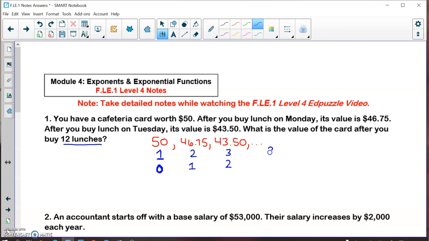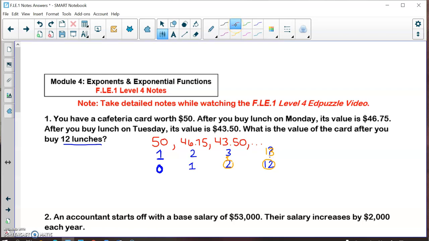So what term would you have after you buy 12 lunches? Well, if you notice, the number of lunches is 1 lower than the term number. So if I want 12 lunches, I'm really trying to find the 13th term.